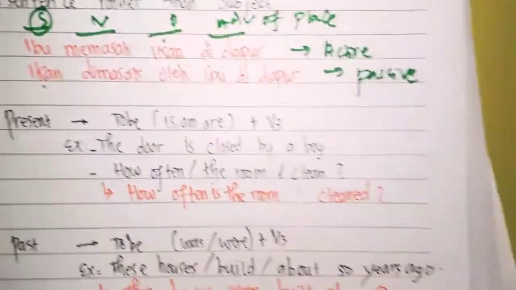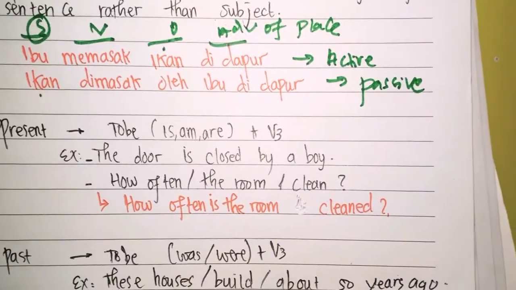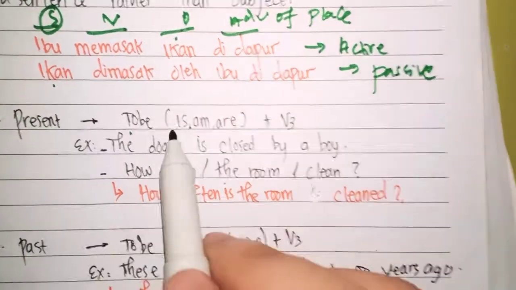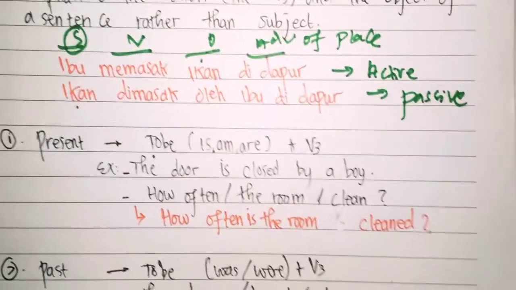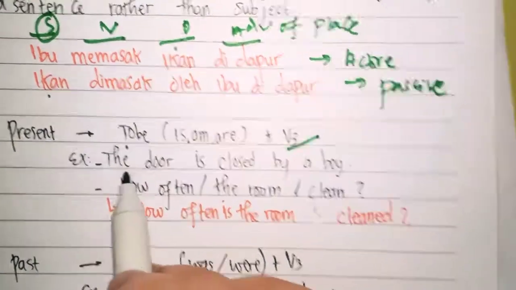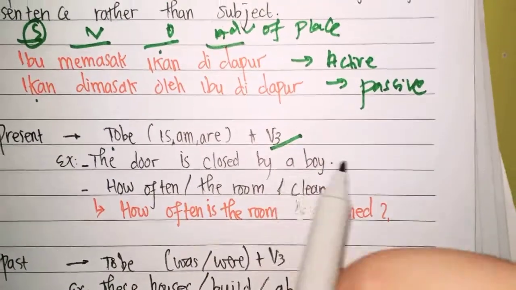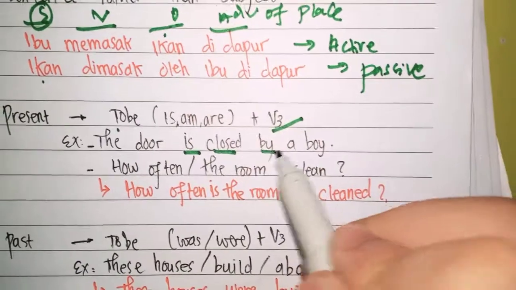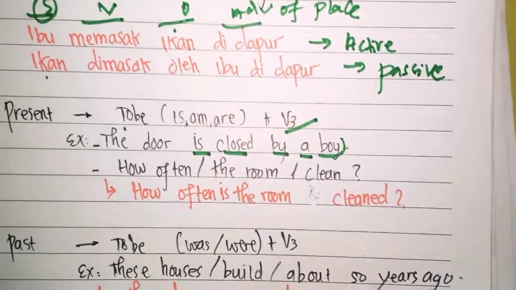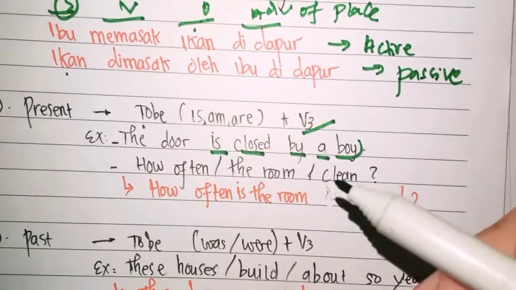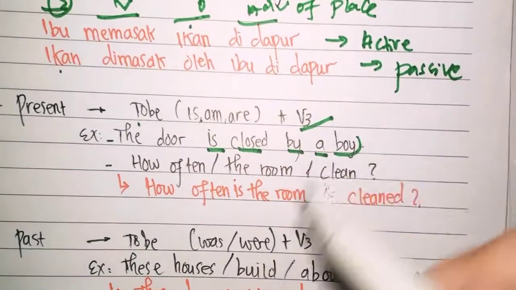Number one, we talk about present. So, what is the pattern of present? You have to know that to be of present is is, am, are, plus verb 3. Every passive voice, semua passive voice itu harus menggunakan verb 3. Example, the door is closed by a boy. Artinya adalah pintu itu ditutup oleh seorang anak laki-laki. Is adalah to be, verb 3-nya adalah closed. Verb 3 from close is closed.